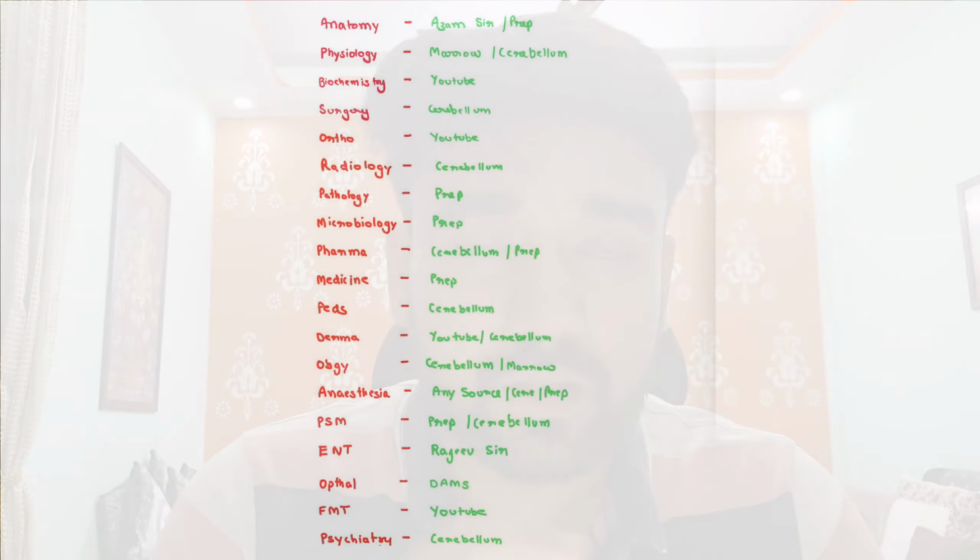So that's it. Now let's talk about the sources which I have used. For anatomy, I watched Azam sir's videos. There are YouTube videos also. If you're with Prep Leader, you can use that. Physiology, Marrow and Cerebellum, both are good. Biochemistry, I did from YouTube. Surgery, Cerebellum, definitely I would suggest, but if you have Marrow, Marrow teachers are also really good. Ortho, I have done from YouTube. Radiology, Cerebellum and Prep Leader both have excellent teachers, and you can choose either as per your preference.